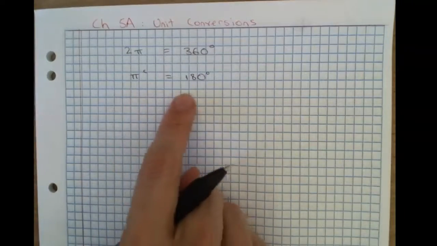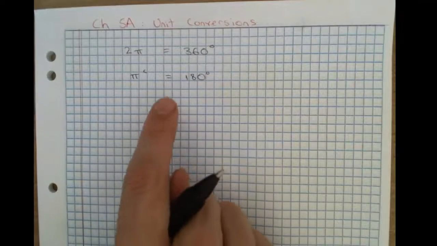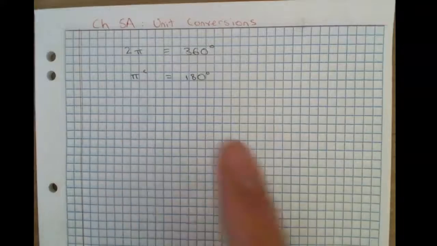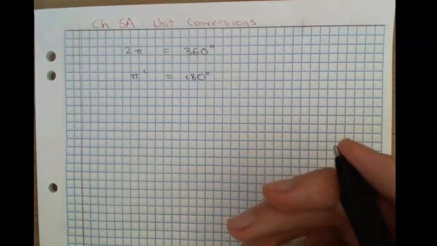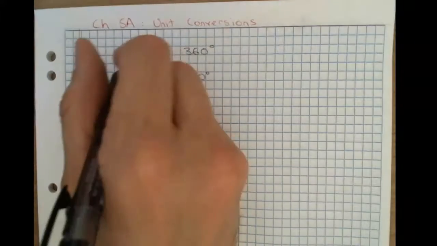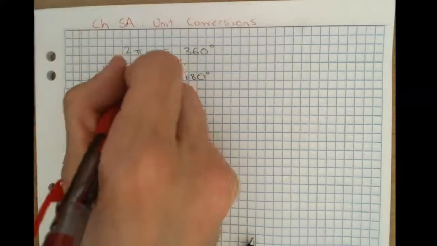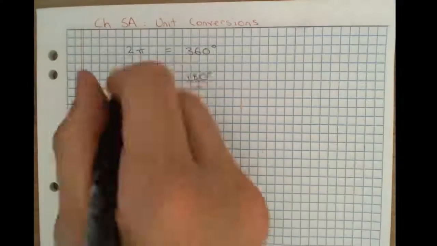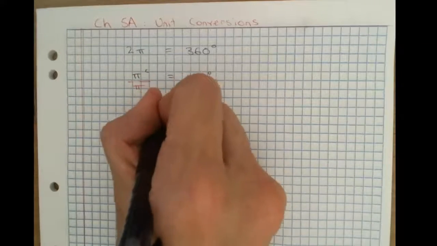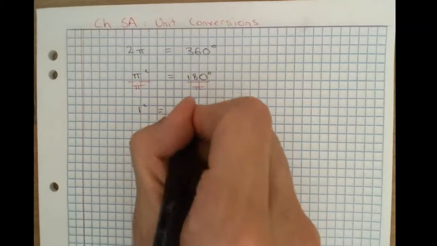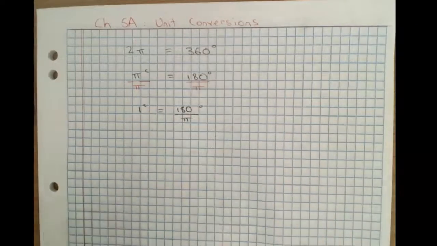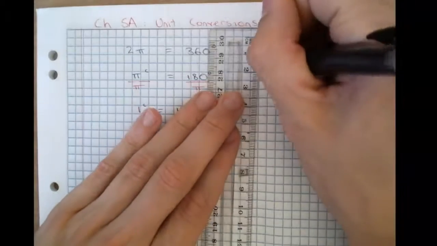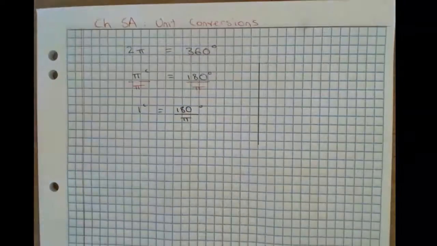So if I wanted to write this in such a way, rather than knowing what pi radians is, if I wanted to know what 1 radian was equivalent to, then if I divide this side by pi and this side by pi, you can see that I'll be left with 1 radian is equal to 180 over pi degrees. And if I wanted to know what 1 degree was equivalent to, then I could do the opposite.